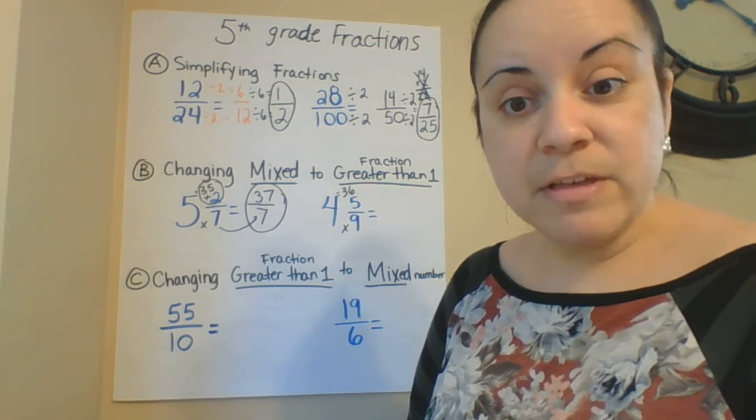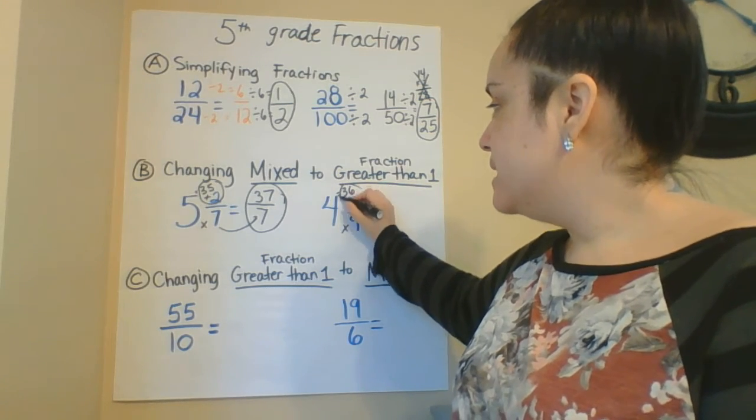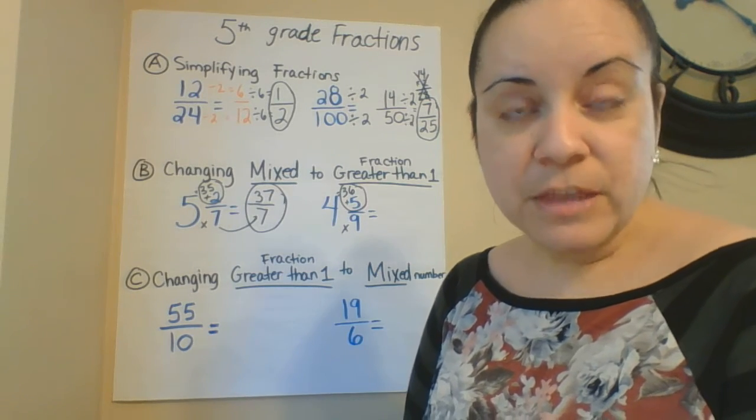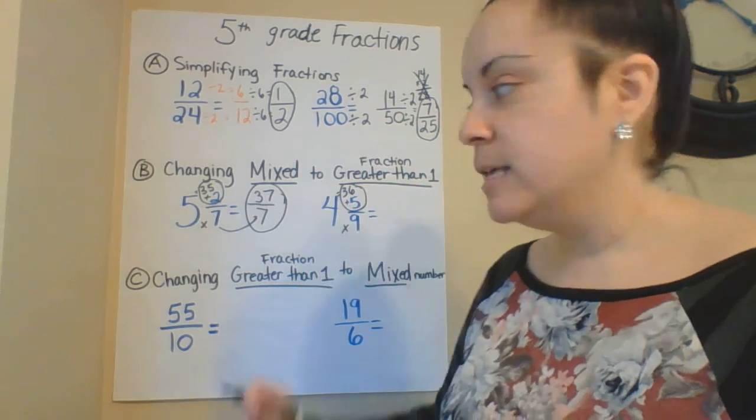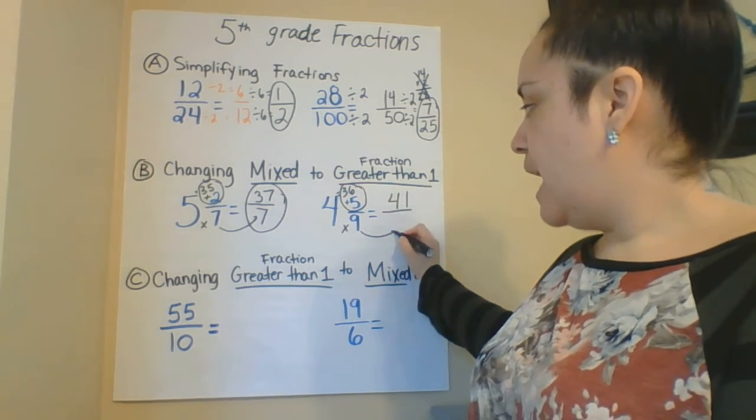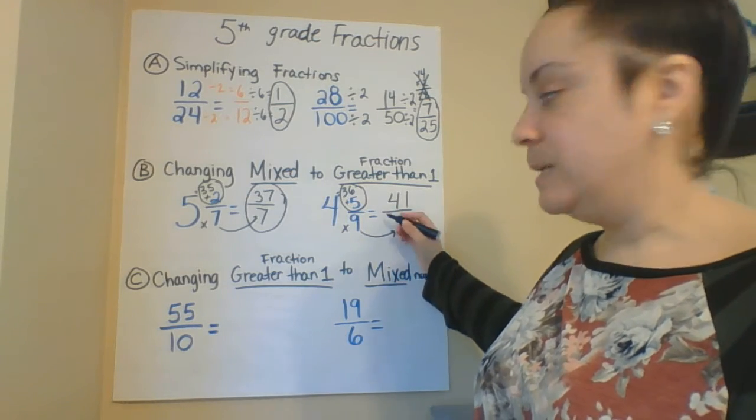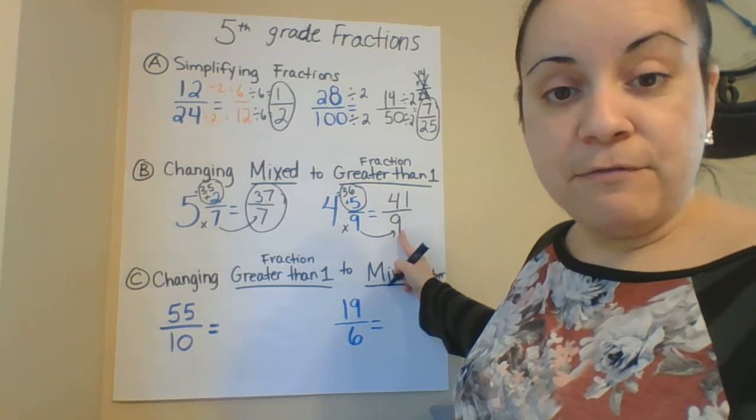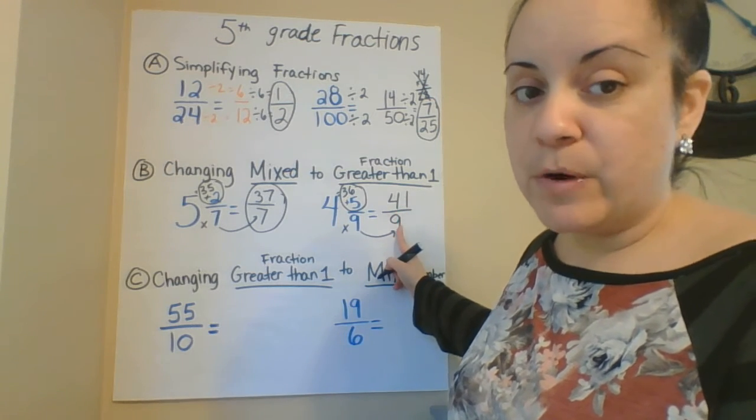9 times 4 equals 36. Now, the second thing I have to do is add. So I have to add 36 plus 5. What is 36 plus 5? 36, 37, 38, 39, 40, 41. So my new fraction, 41, and then I carry over the same denominator, 41 over 9. There's my answer. This is a fraction greater than 1 because my number on the top is greater than my number on the bottom.